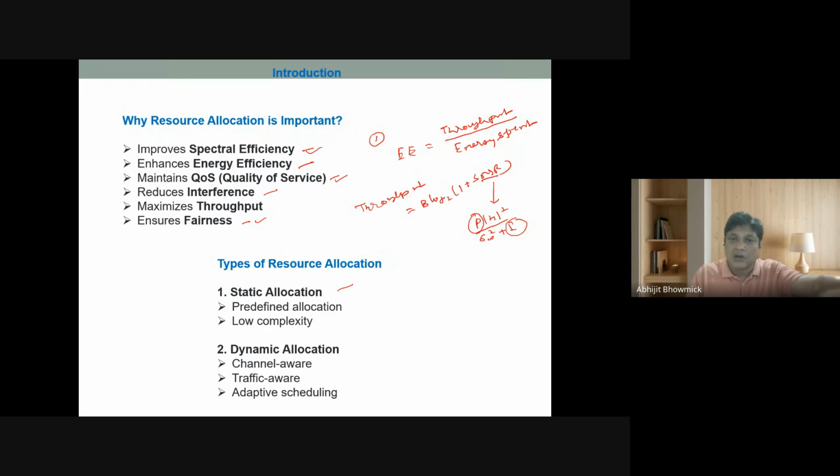It may be a static allocation, which means it is predefined. If it is predefined, it's not an intelligent one. But dynamic allocation is based on the demand.